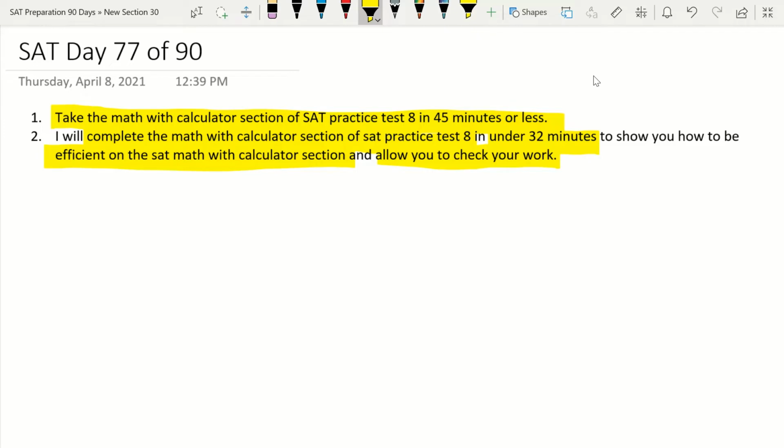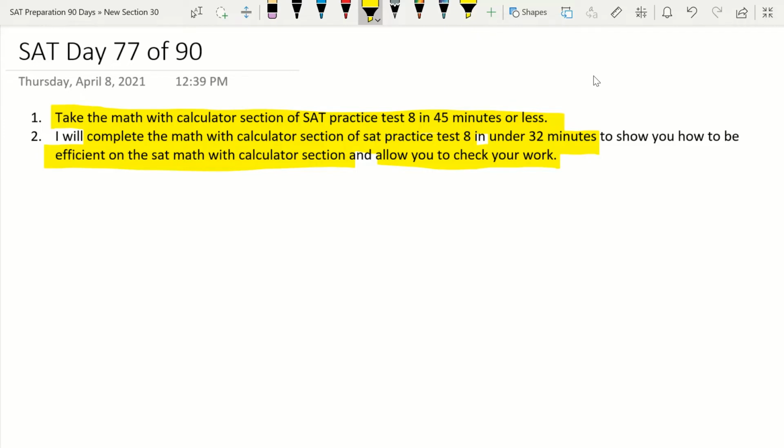If I were taking the SAT math with calculator section, I would be following that pacing guide I showed you, and I recommend you do follow that pacing guide. But since this is just showing you how to do the problems efficiently and checking your work, I didn't think it was a big deal and didn't think it was necessary to re-record the video. So after you do practice test 8, I'll go through it, make sure you check your work, check your answers, check how efficient you're being, make sure that you're doing things in an efficient manner.